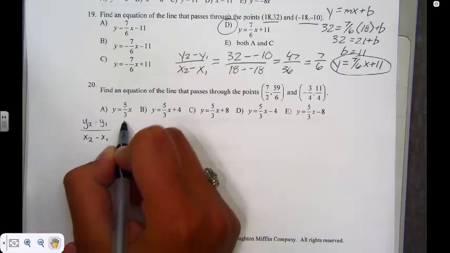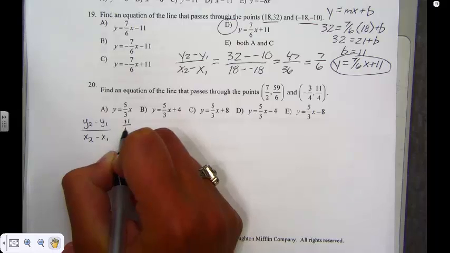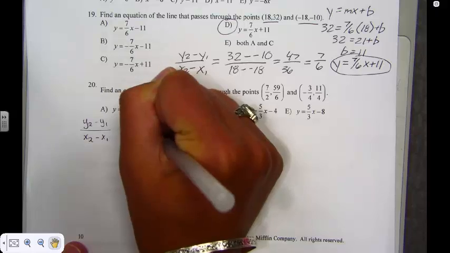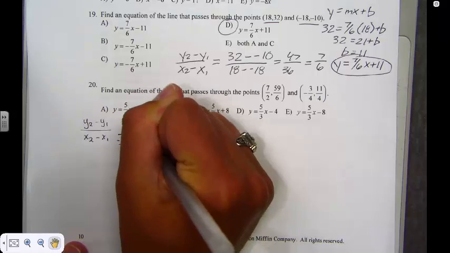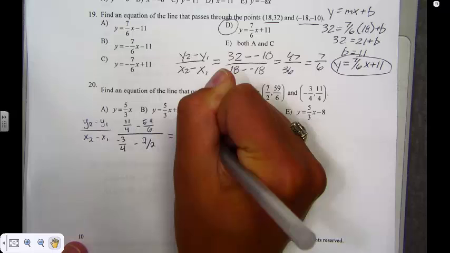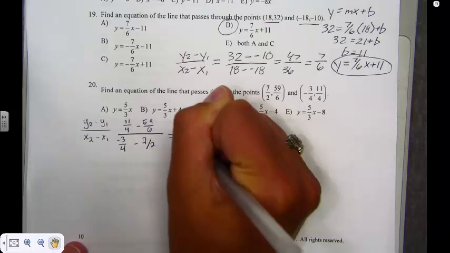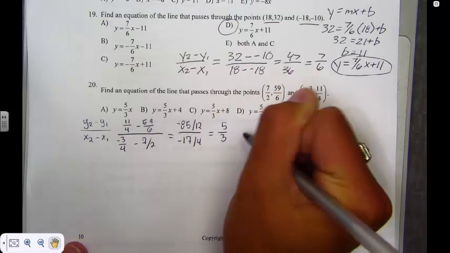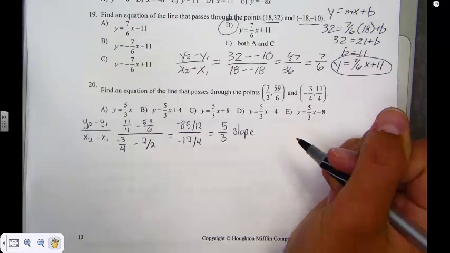So we're going to do 11 over 4 minus 59 over 6 over negative 3 over 4 minus 7 over 2. If you solve that out, you'll get negative 85 over 12 over negative 17 over 4, which then simplifies down to 5 over 3. And that's our slope for the line that we're looking for.